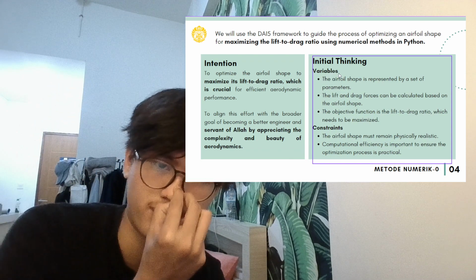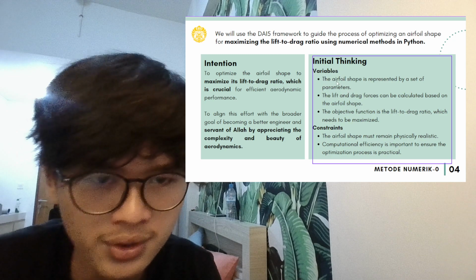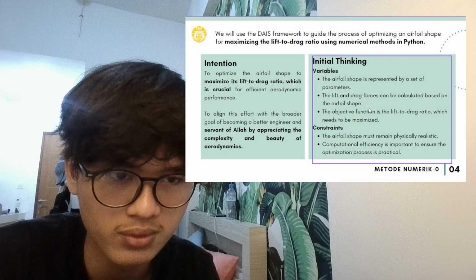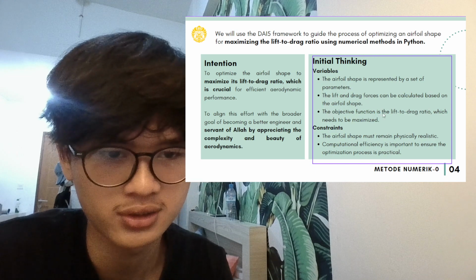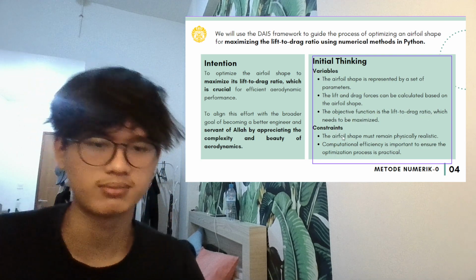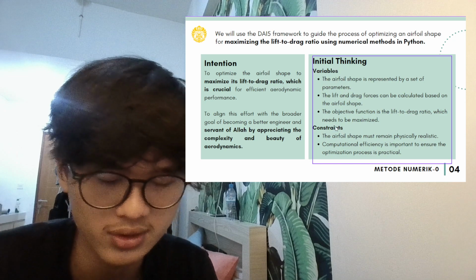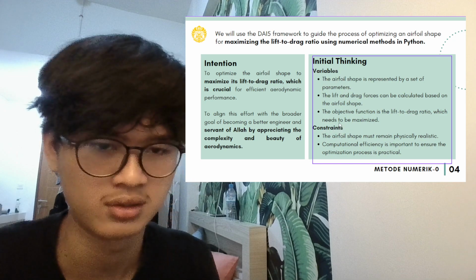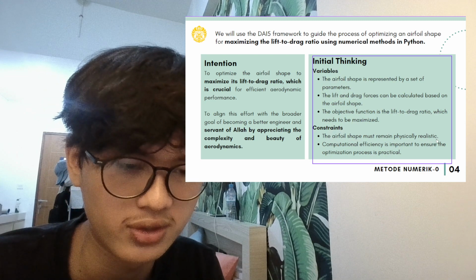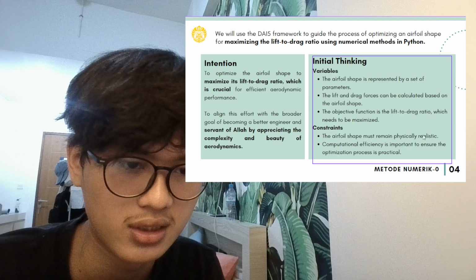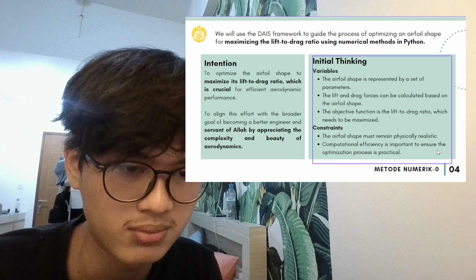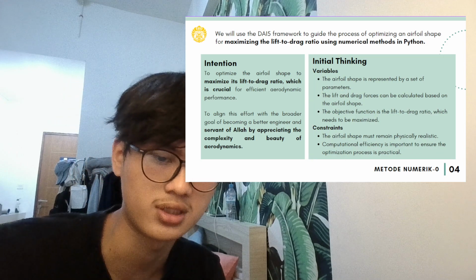Secondly, the initial thinking. What are the variables? The airfoil shape is a variable, the lift and drag forces are variables, and the objective function is the lift to drag ratio that needs to be maximized. And the constraints, what constrains us from reaching our maximum potential? The airfoil shape must remain physically realistic. This is a rule of thumb, and computational efficiency is important to ensure the optimization process is practical.